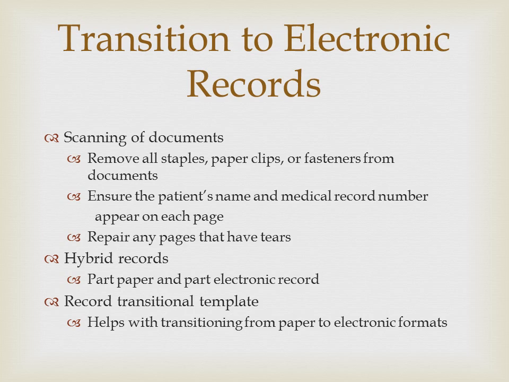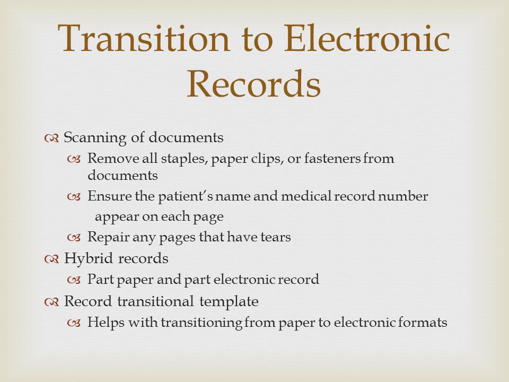So let's talk about the transition to electronic records. One of the transitions that has been made to electronic records is what we call scanning of documents. What needs to happen before you scan a document? There are some things that should take place. Most individuals have documents that come to them stapled, or with paper clips or some other kind of fastener. Anytime you get ready to scan documents into a system for retrieval, for storage, or transcribing, you always have to remember to remove all staples, paper clips, and fasteners from the documents.